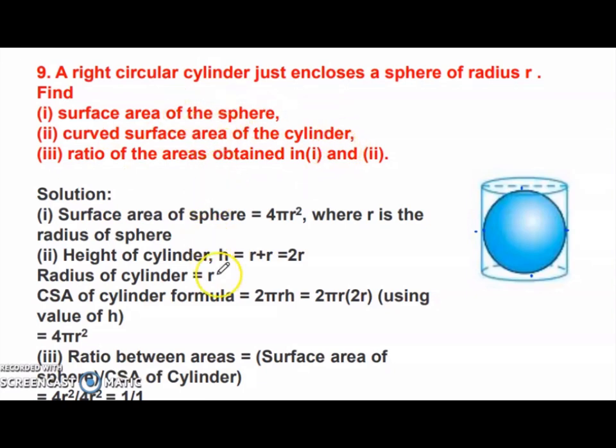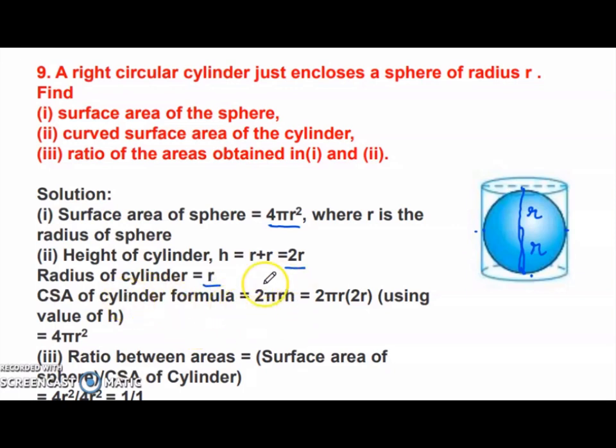So for the surface area of the sphere, obviously the r value is not given, so you will take it as a variable only. So it will be 4 pi r square. This is the radius r. Now the entire height of the cylinder will be r plus r, that is 2r. That will be the height of the cylinder. So 2r is the height of the cylinder and r is the radius of the cylinder.